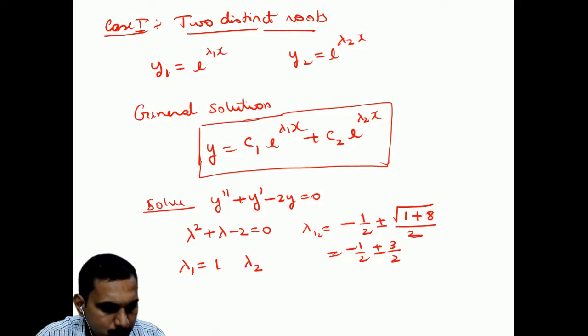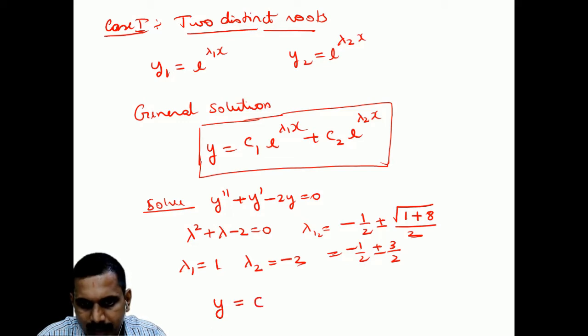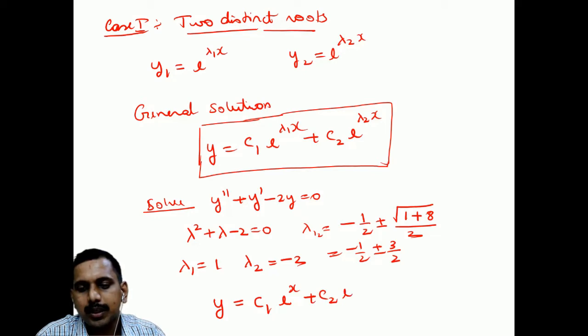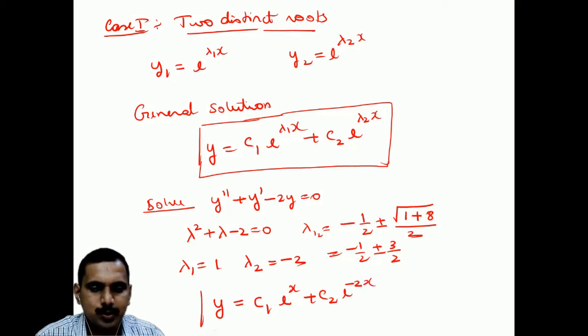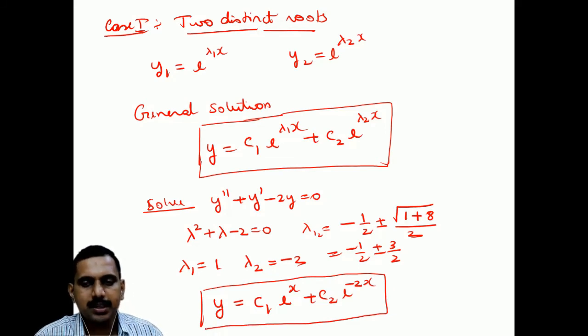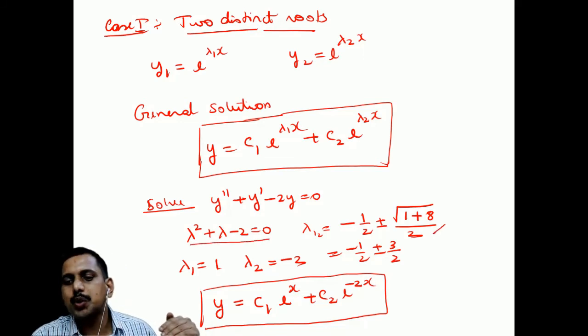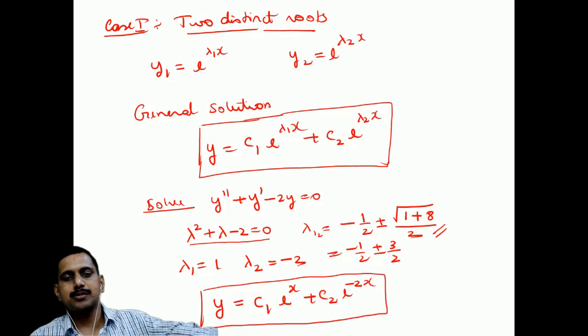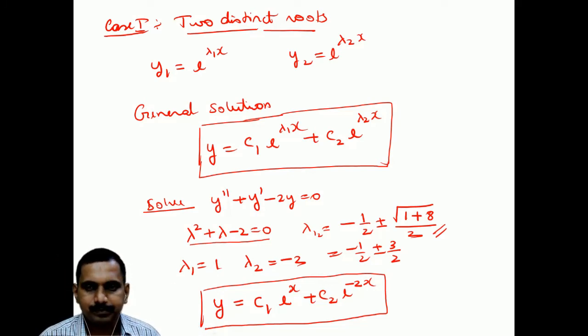And what is lambda 2? Lambda 2 comes as minus half minus 3 by 2, that is minus 2. So what is the solution? Solution y is equal to c1 into e power x plus c2 into e power minus 2x is the solution. Easy, direct. What you have to do to find the solution of this? We have to just get the characteristic equation, find the solution of the characteristic equation and substitute it back into this. That's it. Simple. Any doubts, students?